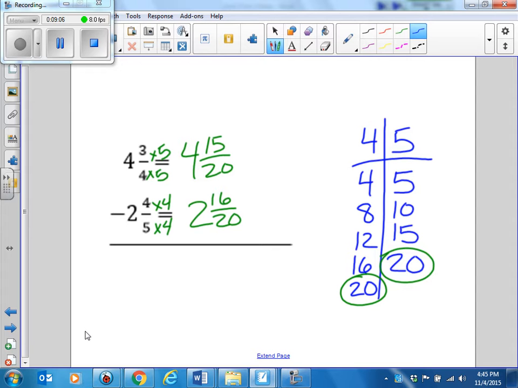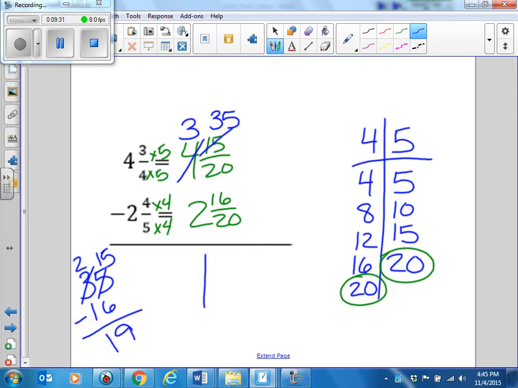So I'm going to cross out the 4 and make it a 3. I'm going to cross out the 15, and I'm going to add 20 to it, because that's my whole, and I borrowed a whole. That's 35. 3 minus 2 is 1. 35 minus 16, you might need to make a little note off to the side for yourself. Okay? And we end up with 19. So it's 1 and 19 twentieths. And that is my answer. Again, if you need to, go ahead and pause the video here.